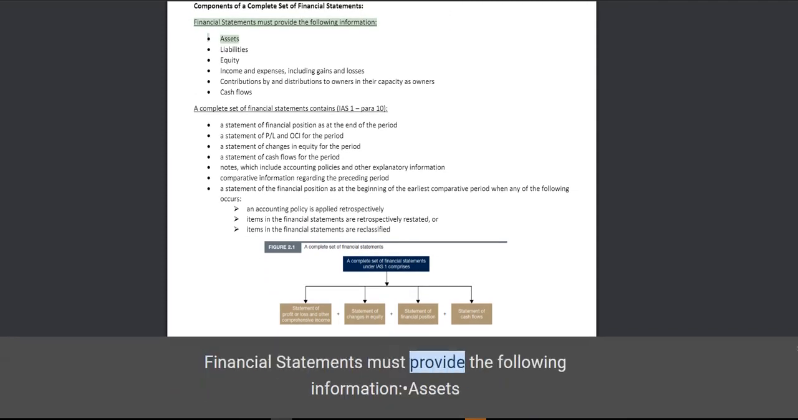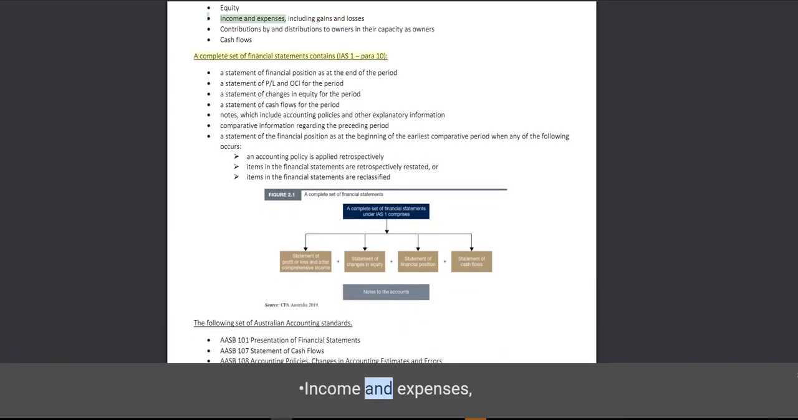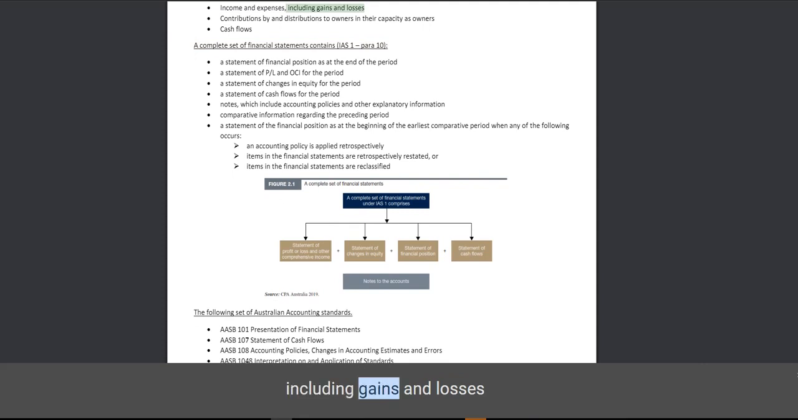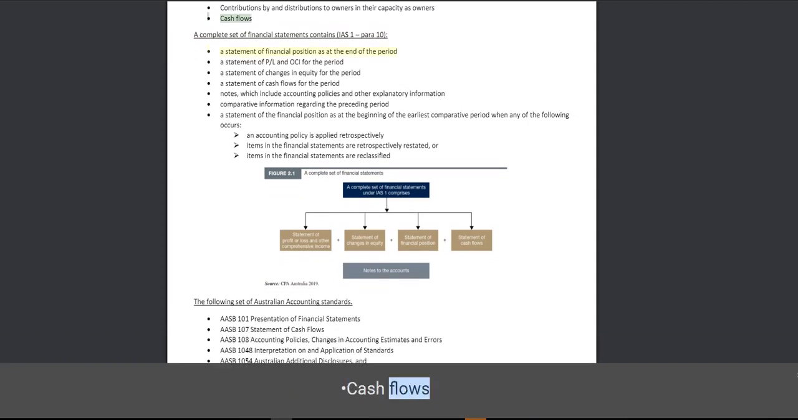Financial statements must provide the following information: assets, liabilities, equity, income and expenses, including gains and losses, contributions by and distributions to owners in their capacity as owners, cash flows.